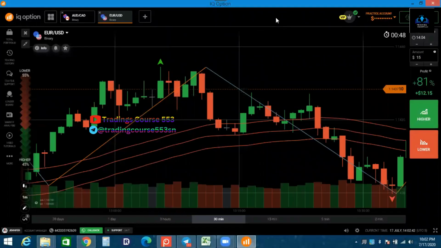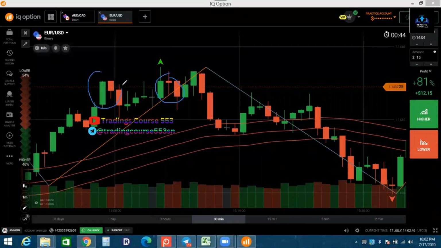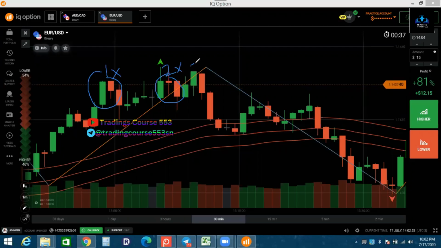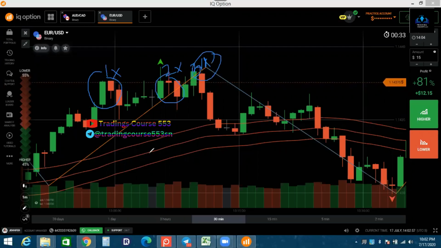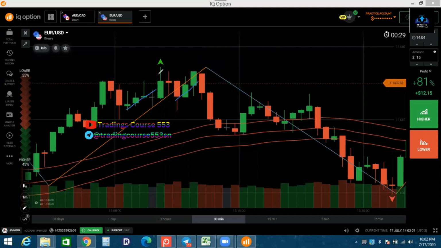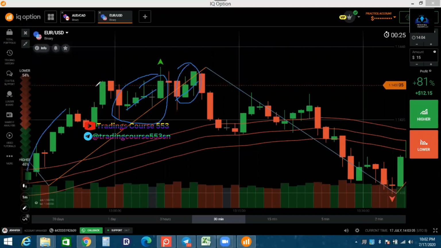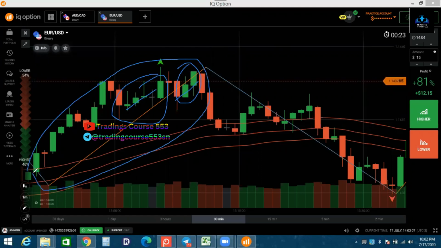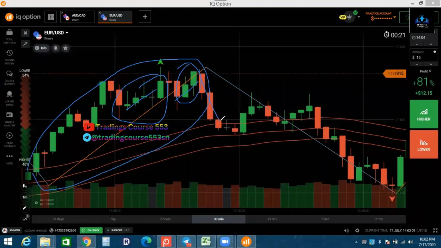Why? This pattern appeared, this pattern appeared. One failed, second failed. So third must be working. It must work. And when it failed, buyers again tried, again tried. So buyers put all their energy here. So now they are exhausted. So you go with the sellers for some time. Then again, maybe buyers will continue.